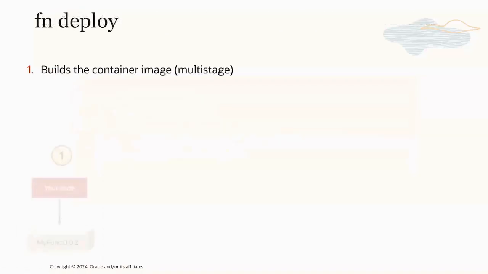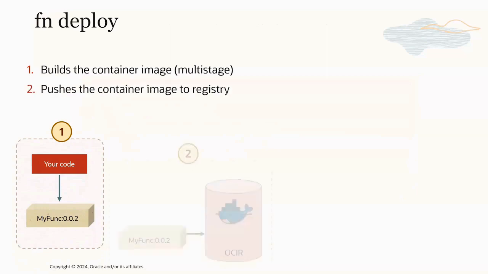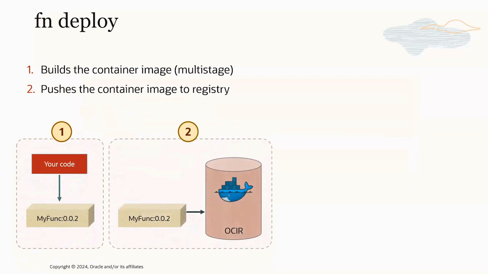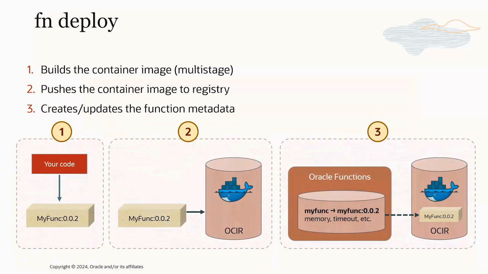All right. So the FN CLI, once we are comfortable with the code we have, we can use the CLI to deploy. Basically, fn deploy is going to build the container image, push it to the container registry, and update the metadata for the function itself, which I talked about. So anytime we trigger that function henceforth, it's going to be leveraging the latest and greatest version of that container image.